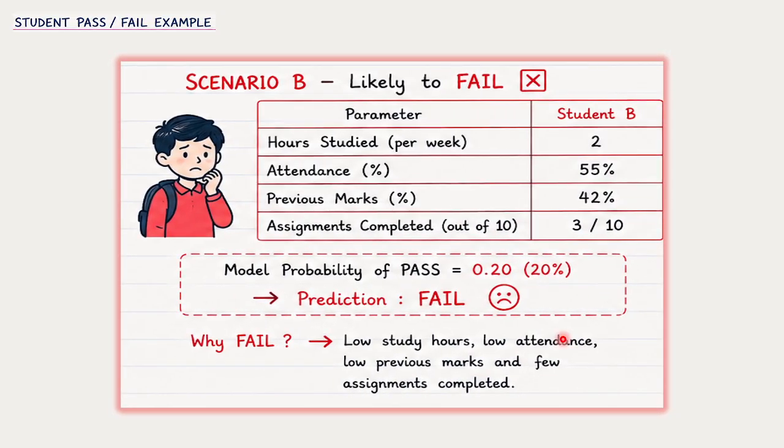Similarly, let's take another scenario where the student has a higher chance of failing. Again, the model will look at all the available data such as study hours, attendance, and all those, right? After performing the calculation, the model will get a probability. Let's say it's 0.20. So if the probability of passing is low, the model will predict that the student will fail, right? We will see the complete calculation shortly.